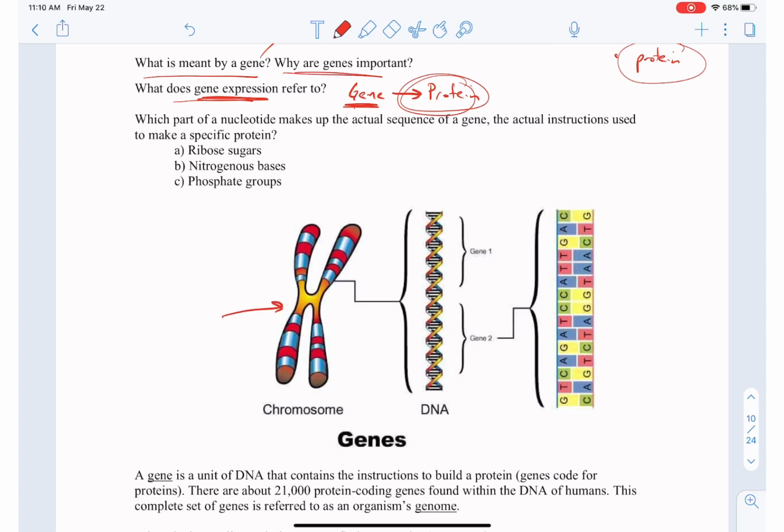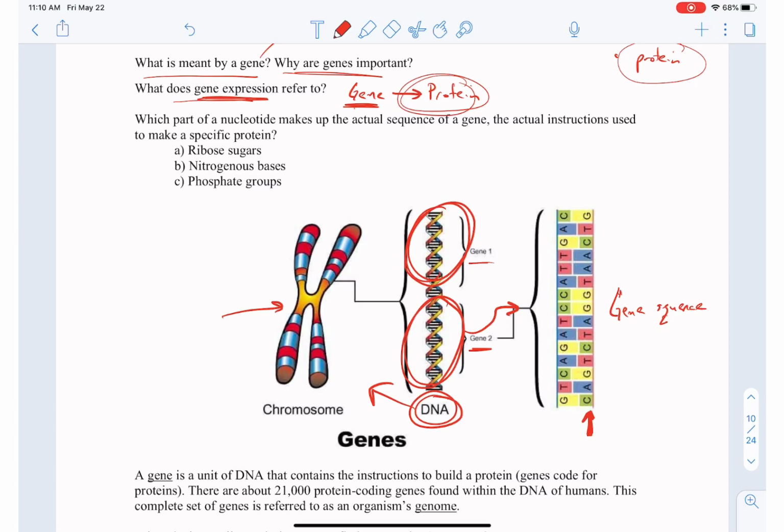Here we have a chromosome, and as we learned earlier, we have DNA that is packaged within these chromosomes. And the DNA is divided into different genes. So this section of the DNA represents gene 1, and this section of the DNA represents gene 2. And now they're showing us the specifics of gene number 2. And what we're looking at here is the actual gene sequence.